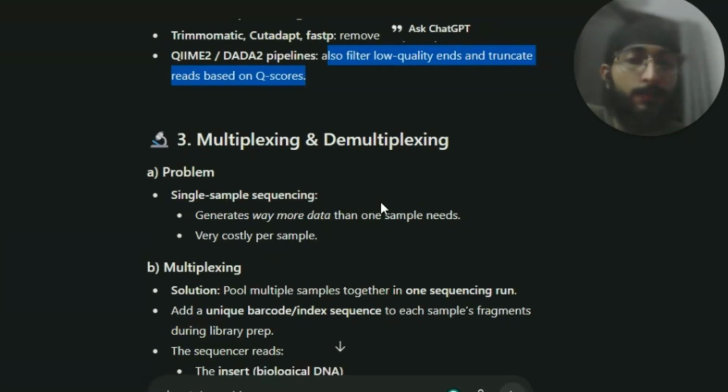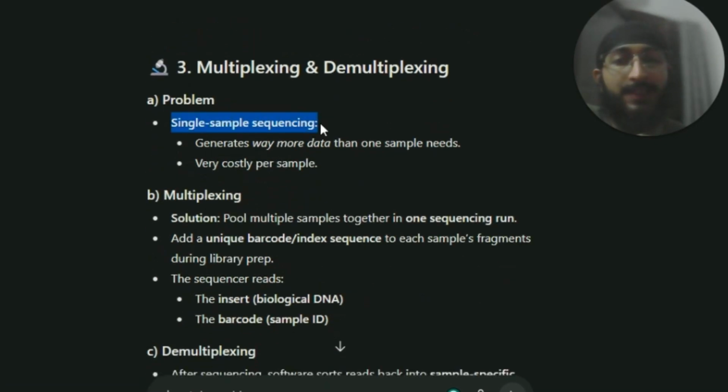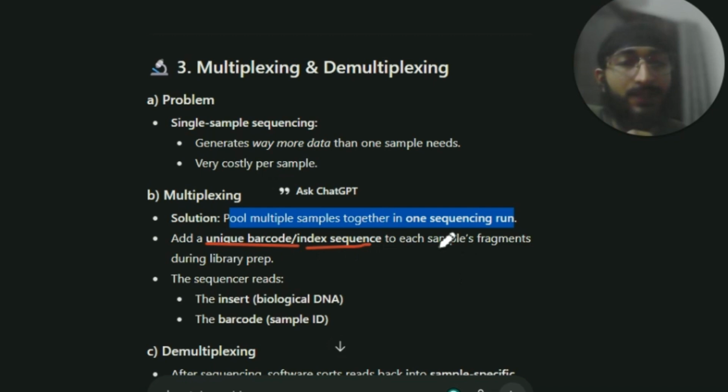Now, multiplexing and demultiplexing. The problem that we have is that single sample sequencing generates way more data than one sample needs, and it is very costly per sample. Therefore, we have a solution that is multiplexing. That is, we pool multiple samples together in one sequencing run, add a unique barcode or index sequence to each sample's fragments during library preparation, and the sequencer reads the insert biological DNA and the barcode, which is the sample ID.